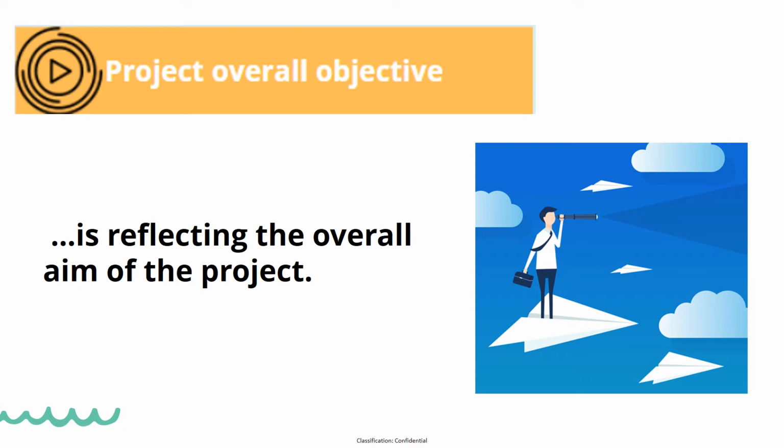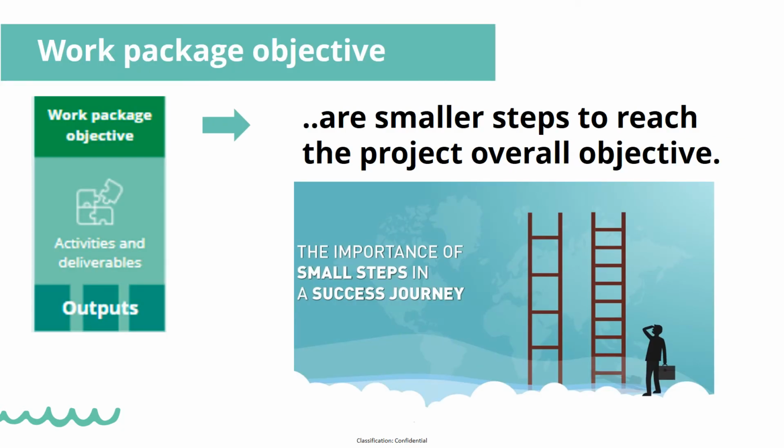The project overall objective will be achieved by carrying out the work described in the work packages. And the work package is the next element that will be introduced now. The work package is, however, not as easy to describe as the project overall objective, because it consists of several important parts. Please look at the green overview on the left on this slide. A work package consists of a work package objective, activities and deliverables, and outputs.